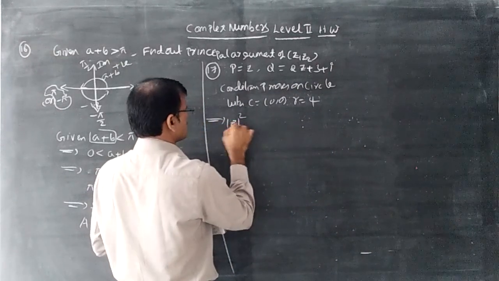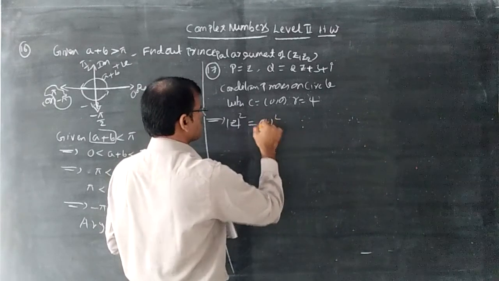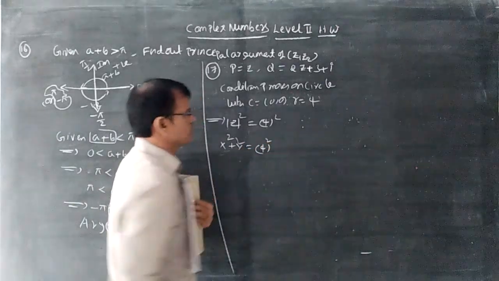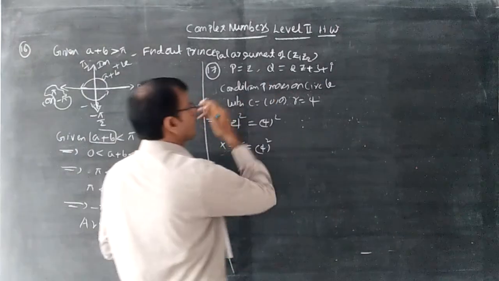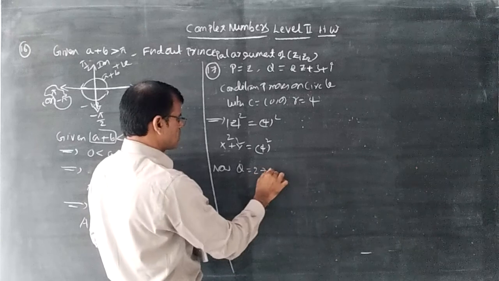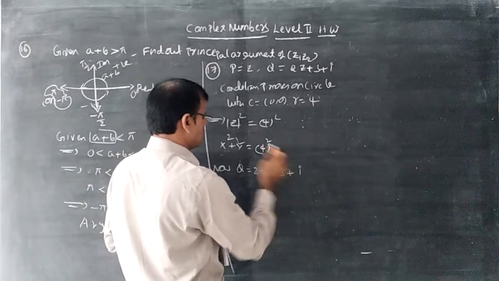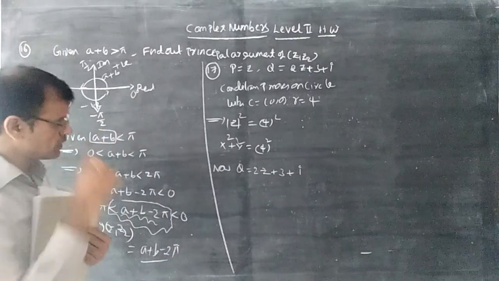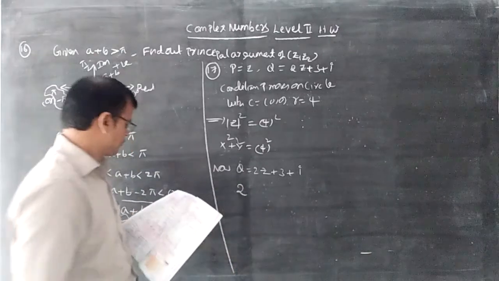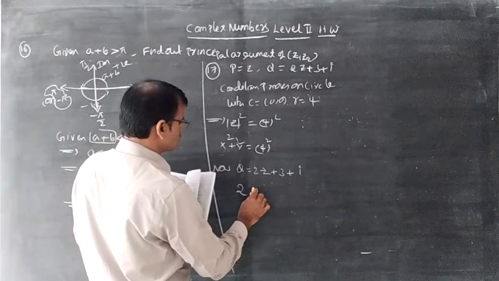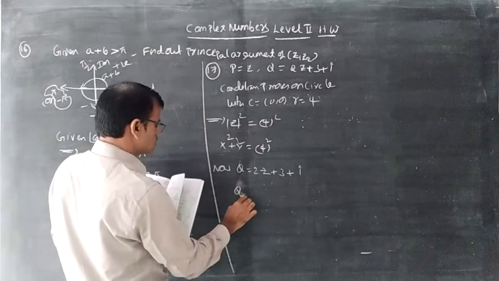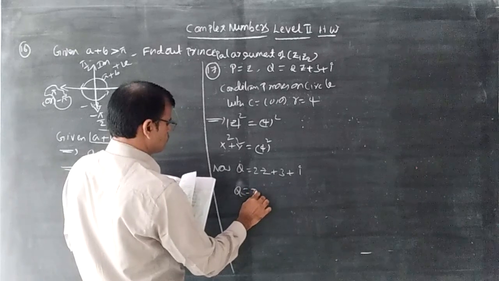That implies modulus Z is equal to 4, modulus Z square is equal to 16. So it is nothing but x square plus y square is equal to 4 square. Now let us discuss Q. You can write Q is equal to 2Z plus 3 plus i. It is a point Q equal to 2Z plus 3 plus i. So 2 into Z. So the relation is there: Q is equal to 2 into Z.